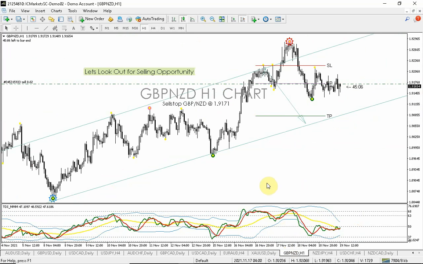So what did we do here? We took a sell here, and we expect the market to continue to push down to this level, to the support structure of this channel. So we still expect the market to push down to this level.